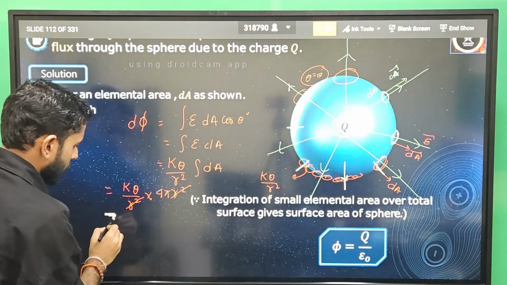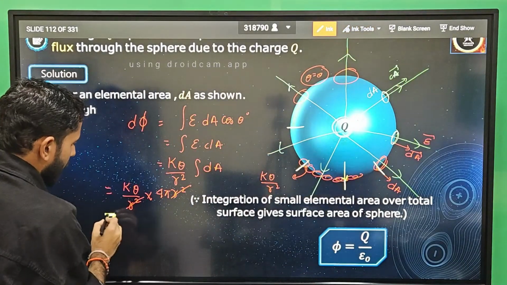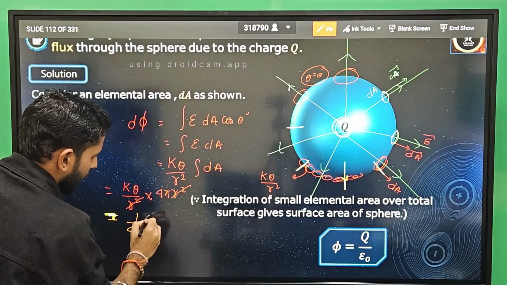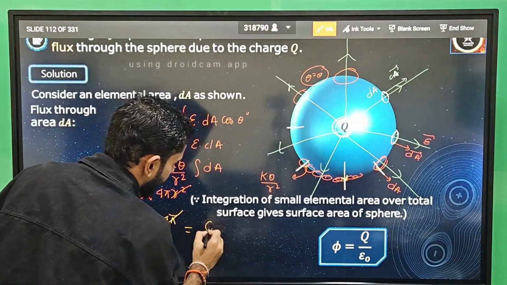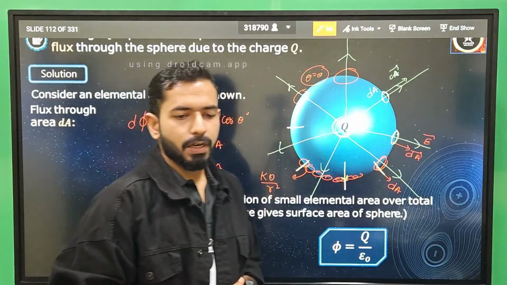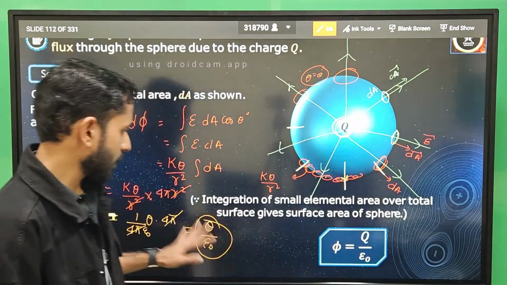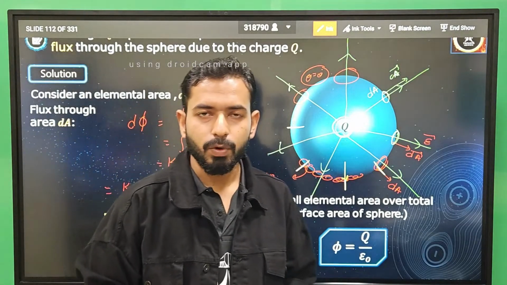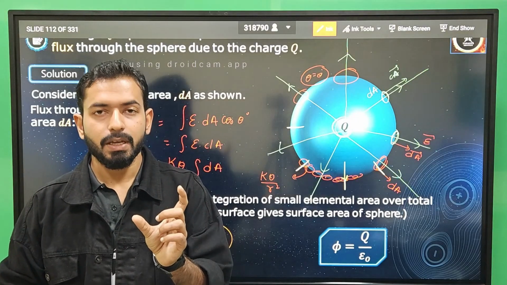Please listen carefully. What happened? A very important result will be coming here. 1 by 4 pi epsilon naught into q into 4 pi. This 4 pi will cancel out, and what will be left here? Flux will be written as q divided by epsilon naught. This q divided by epsilon naught is actually a very important result of Gauss law. This is the foundation of Gauss law that I am telling you about. Gauss law states that the net electric flux through a closed body will always be equal to the net charge present inside that surface divided by epsilon naught.